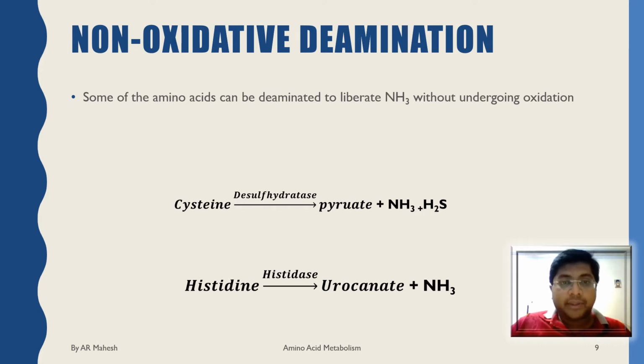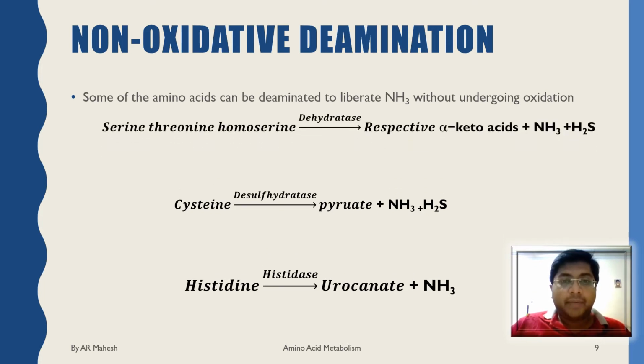Coming to the third example of this non-oxidative deamination, it is the amino acid dehydratase enzyme. The compounds such as serine, threonine, homoserine are the hydroxyl amino acids. They undergo non-oxidative deamination catalyzed by PLP-dependent dehydrases. So this is another example for non-oxidative deamination.